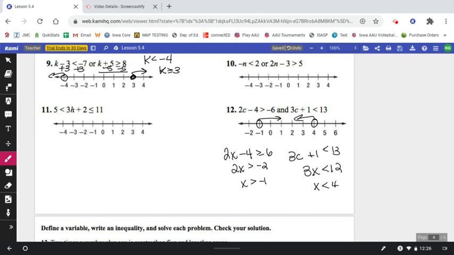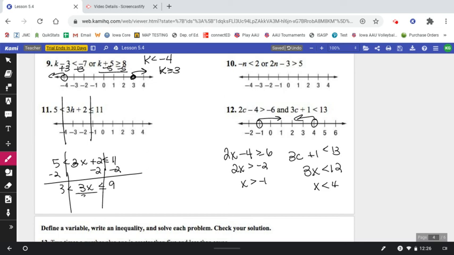Okay, on number 11, when the x is in the middle, and we go to solve this, whatever we do to the middle equation to get x by itself, we also need to do to the left side and to the right side. So on this one, the first thing I would do is subtract 2. Since I'm doing it to the middle, I have to do it to the left side and to the right side. So I have 3 is less than 3x is less than or equal to 9.